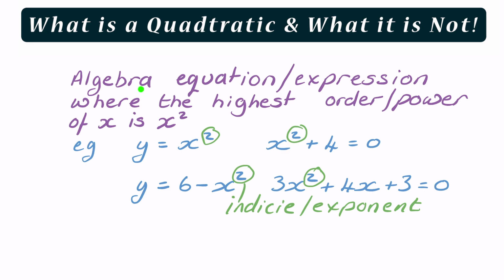Fundamentally, a quadratic is an algebra equation or an expression where the highest order, otherwise known as power, of x is x squared. So we're talking about this. We're talking about the indice. That has to be x squared. Examples of quadratics would be this one, y equals x squared plus 4 equals 0, y equals 6 minus x squared, and then this one, 3x squared. This is our order, our power, otherwise known as an indice or exponent.